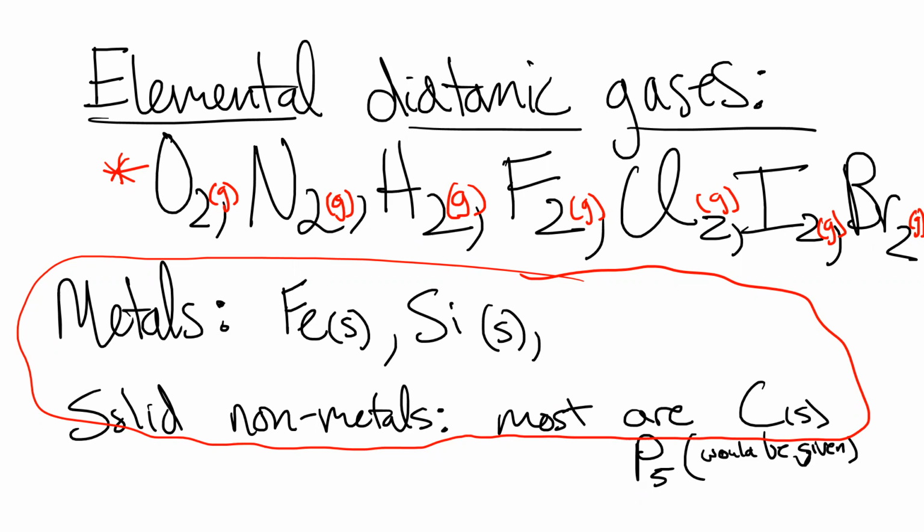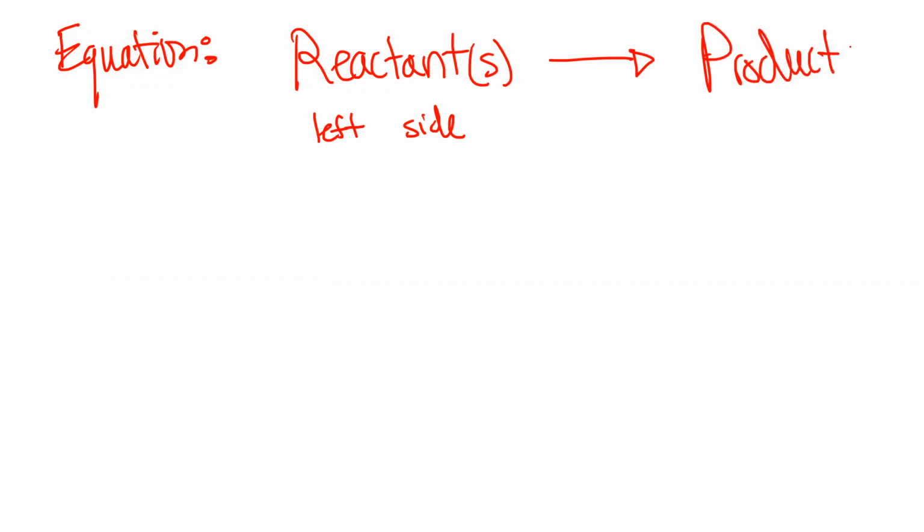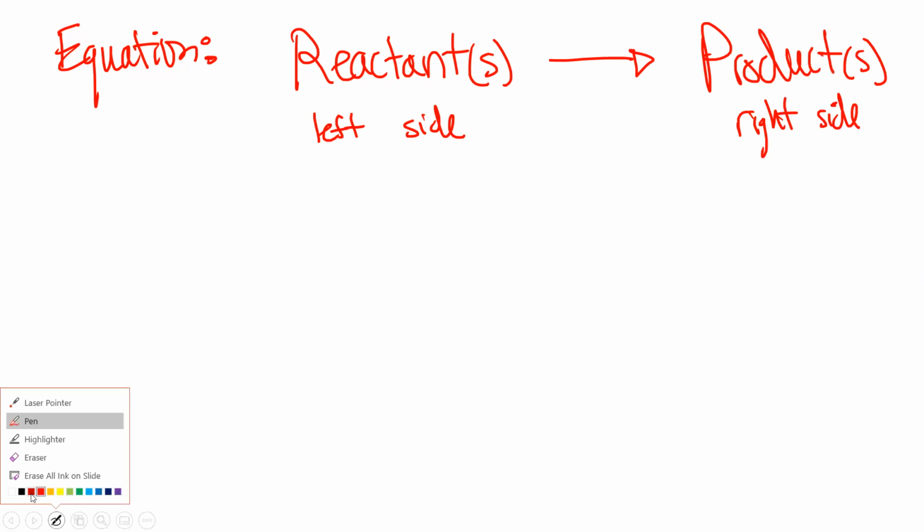Okay. Next thing. So I'm just going through this. On an equation, you guys have seen this before. Chapter 1. You have the reactants on the left-hand side. Arrow. You have products on the right side.